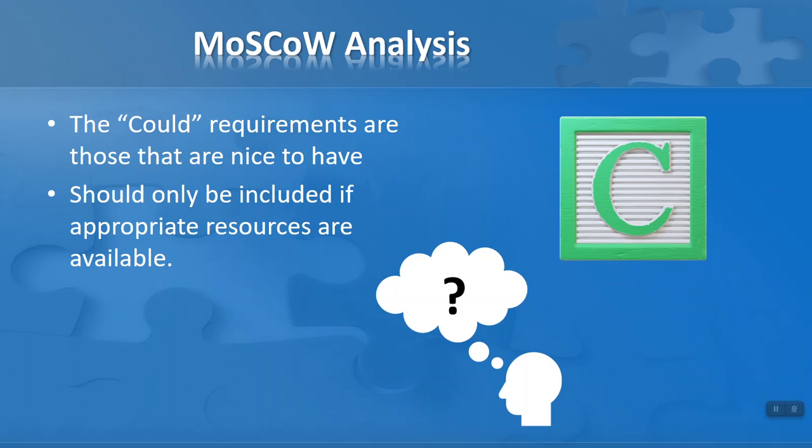Then we come to the C in MoSCoW analysis, and this stands for could. So the could requirements are the nice to haves. They should only be included if appropriate resources are available. So you might delay these to another time, but you could do these requirements. You could have these as part of your solution if you have the resources available to it. If you have not got the resources, then you don't do these requirements.